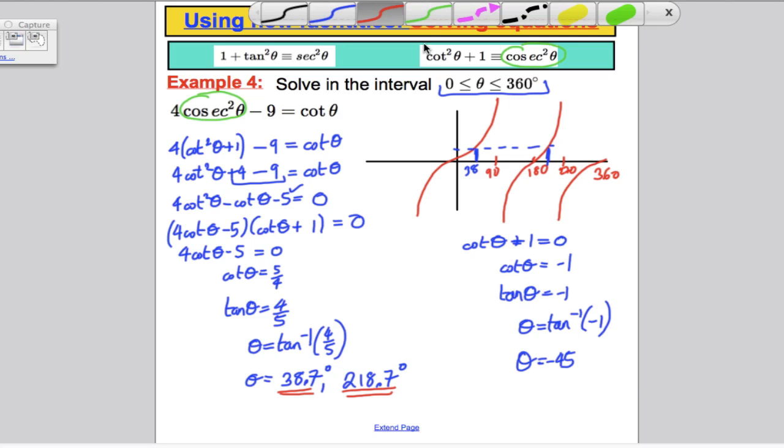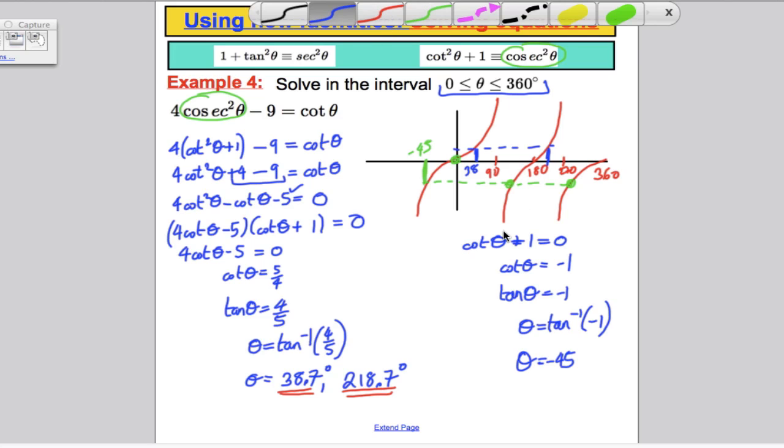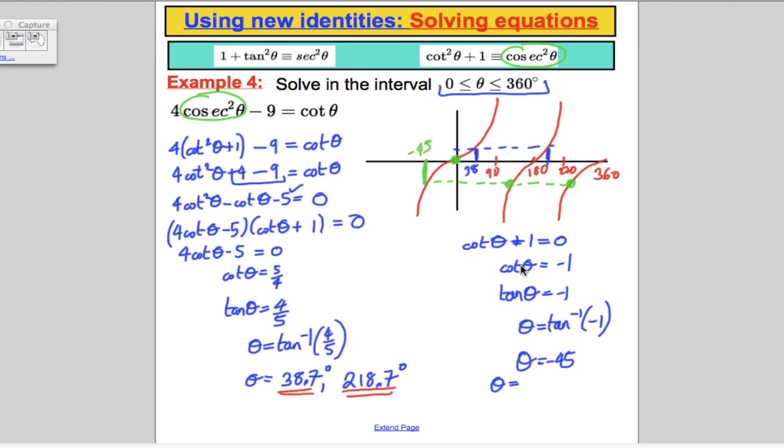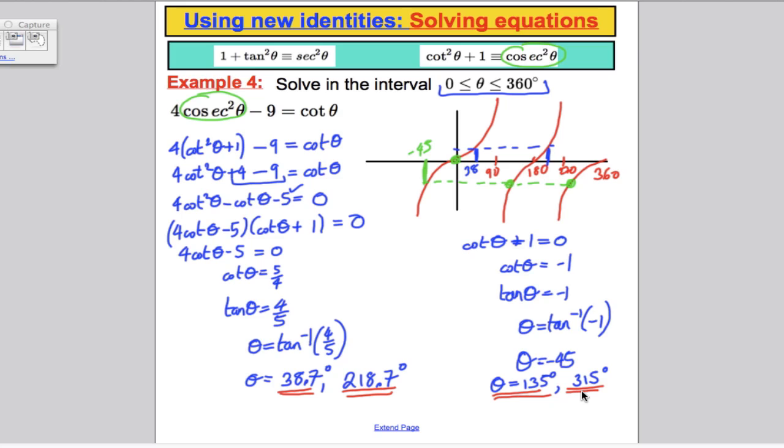Now, theta is negative 45, which is not in my range, but negative 45 is somewhere here. But I will get other answers where that's the answer. I'll get one there, and I'm going to get one here. It's 45 back from a root, so it's going to be 45 back from 180 and 45 back from 360. So theta is going to be 45 back from 180, which is 135, and it's going to be 45 back from 360, which is going to be equal to 315. And there are my 4 answers in the range I'm looking for in that rather complicated equation.